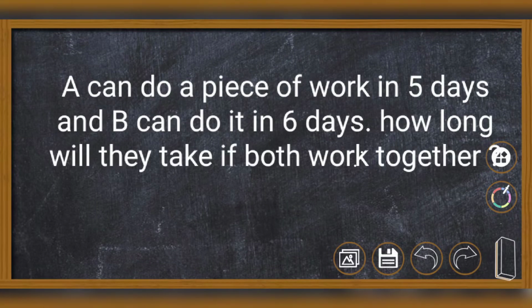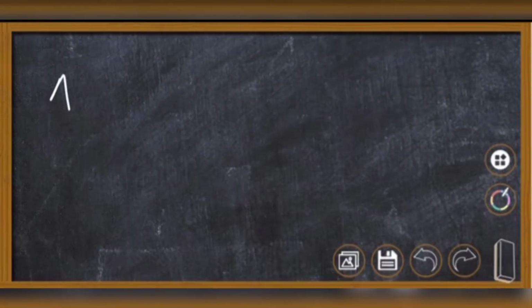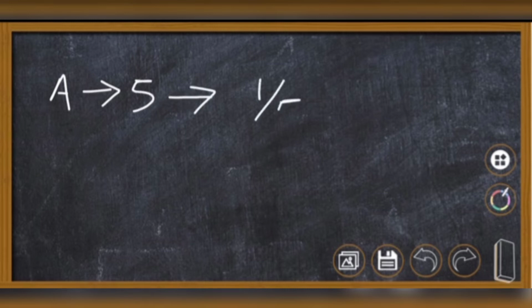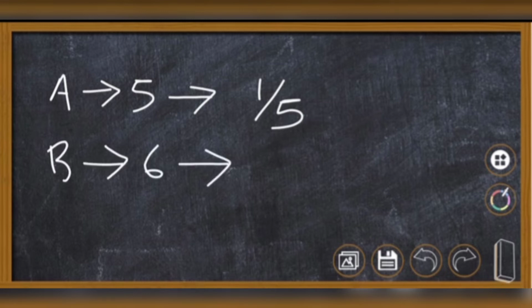Now we can substitute this in the question. If A can do a piece of work in 5 days and B can do a piece of work in 6 days, how long will they take if both work together? Now we've got A and B. How many days is given? 5 and 6 days respectively. If A is working in 5 days, so 1 day's work is 1 by 5. And B does it in 6 days, so it can do 1 by 6th of the work in 1 day.